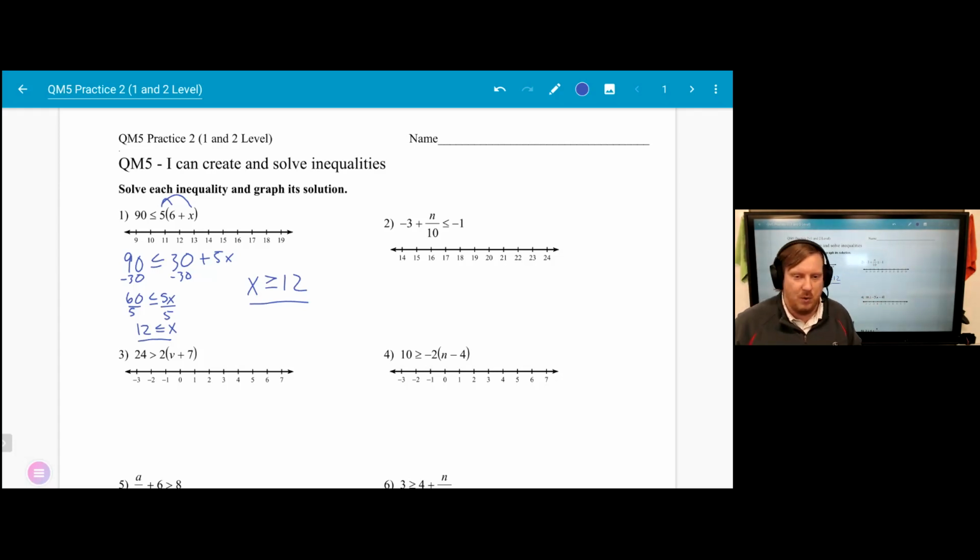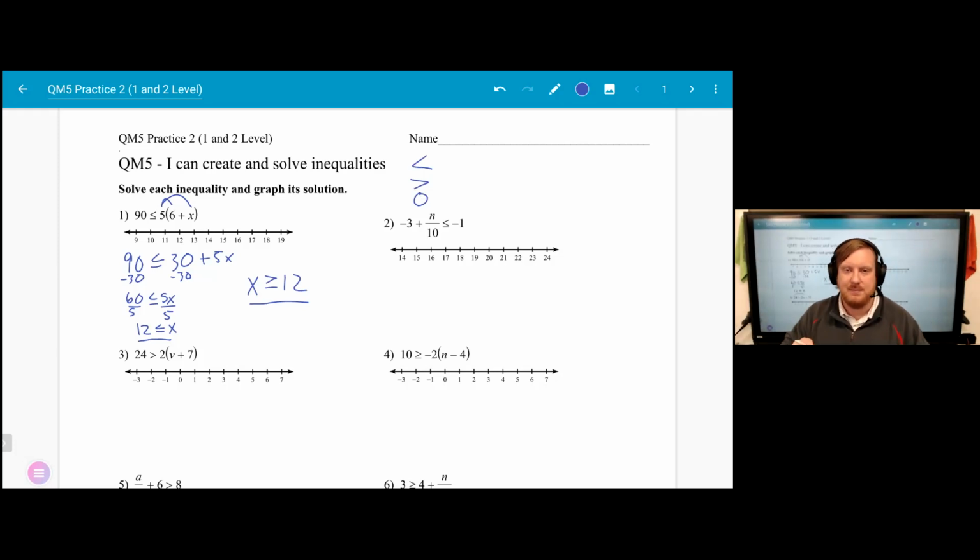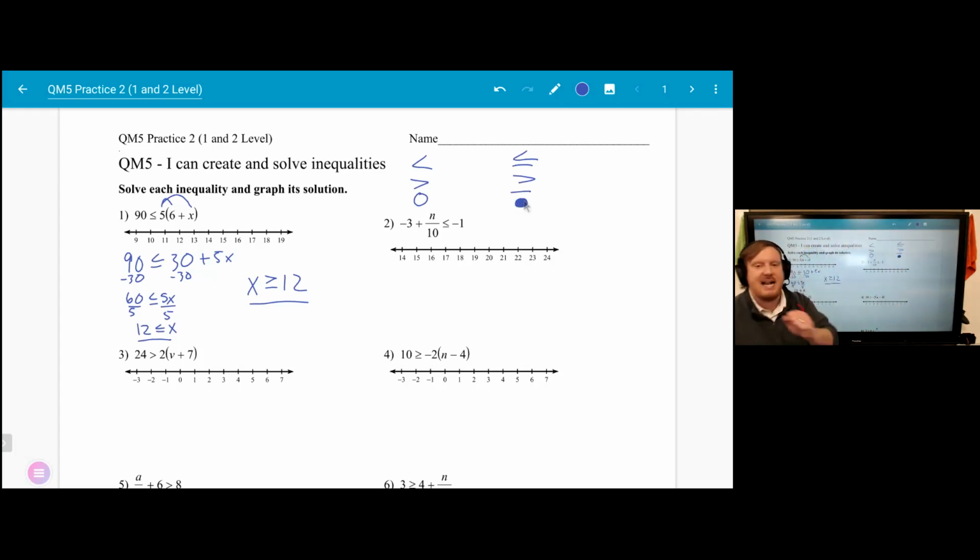And so here's how this part works. If you have a less than or greater than symbol, we're going to use an open point. What that means is you can go really close to that value, but not exactly equal that. In contrast, if you have less than or equal to or greater than or equal to, we're going to use a closed point, which means that it could exactly equal that value. What does that look like here? So at 12, I'm going to put a closed point at 12 because it's greater than or equal to.